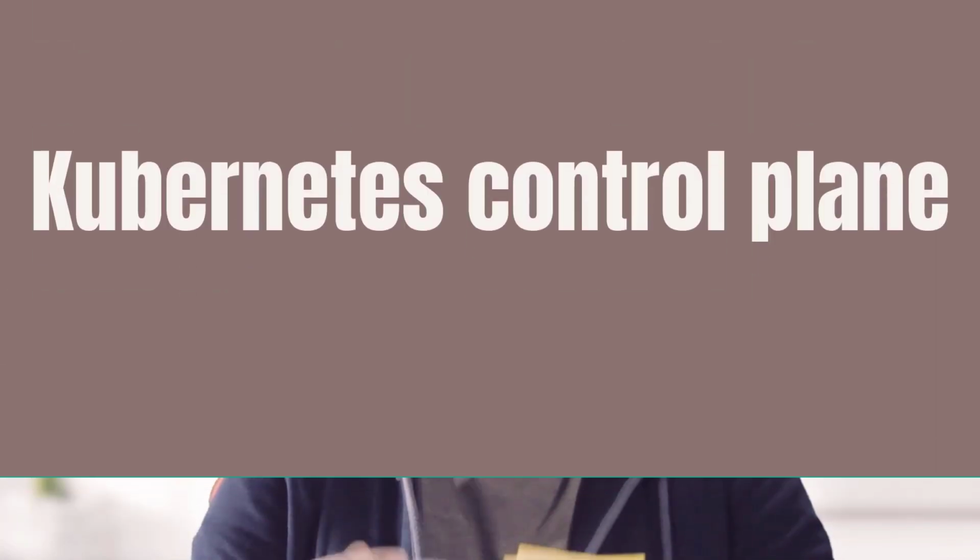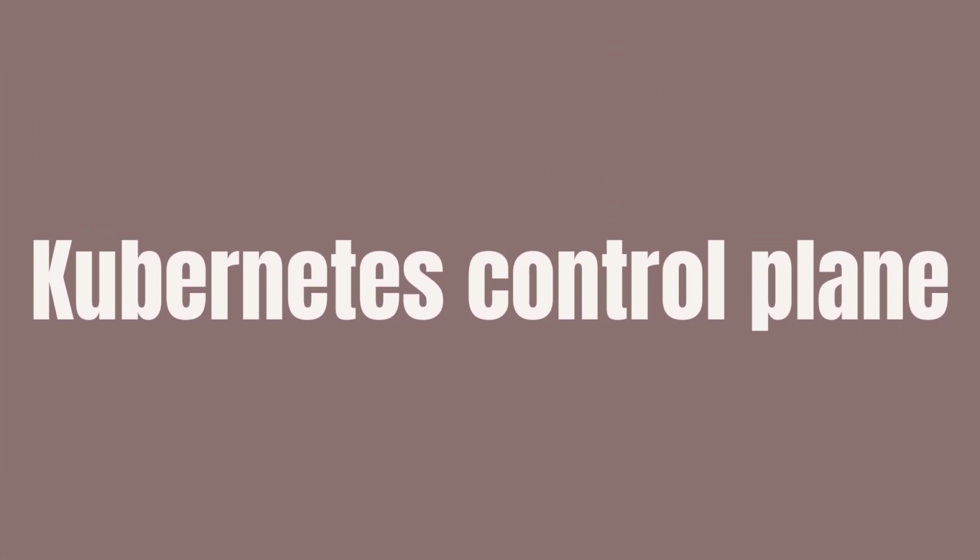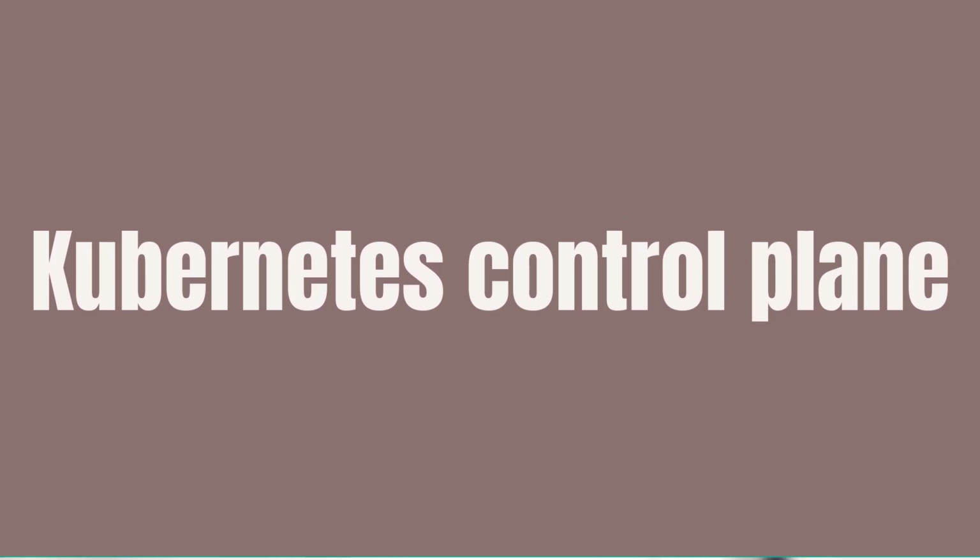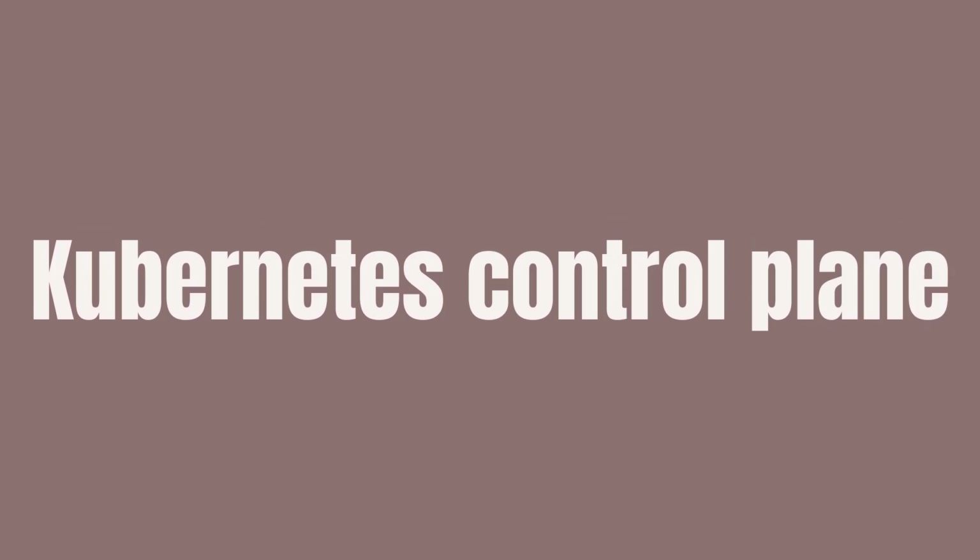A node is a worker machine in Kubernetes, and may be a virtual or physical machine, depending on the cluster. Each node is managed by a control plane. A node can have multiple pods, and the Kubernetes control plane automatically handles scheduling the pods across the nodes in the cluster.